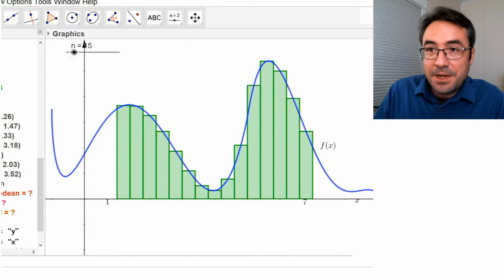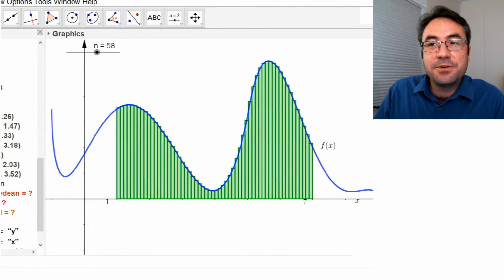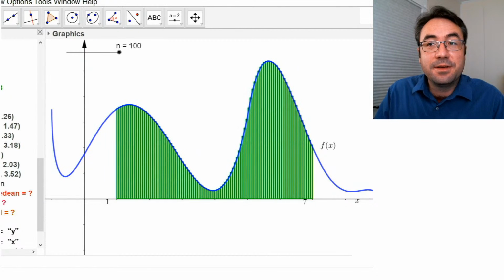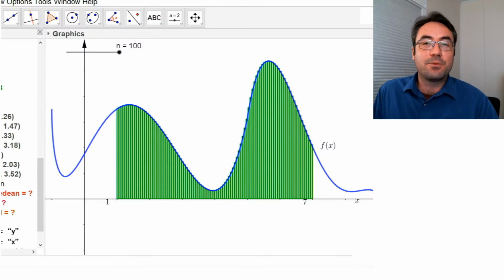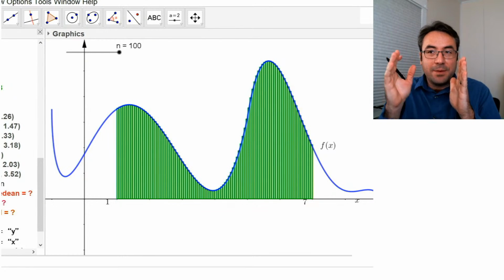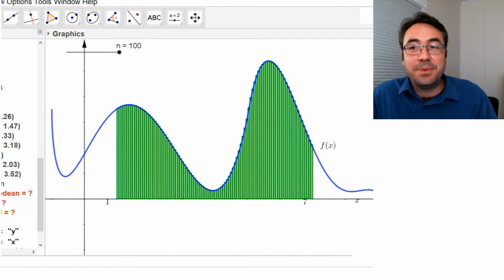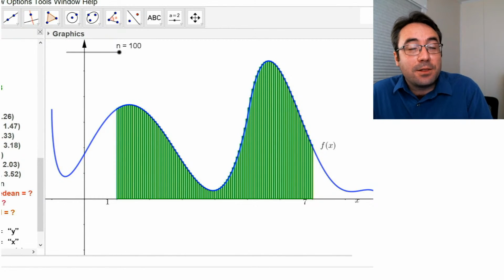And we can increase this. And as we increase the number of rectangles, it's looking pretty good. And there we have 100 rectangles. We've broken up that interval from 1 to 7 into 100 little pieces. And we have rectangles for each of those little pieces. And that looks pretty close to what we would expect for the region under the graph.